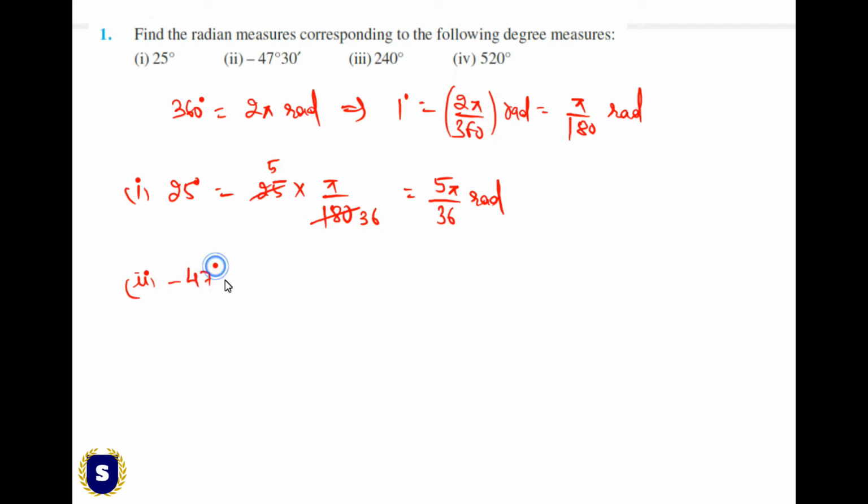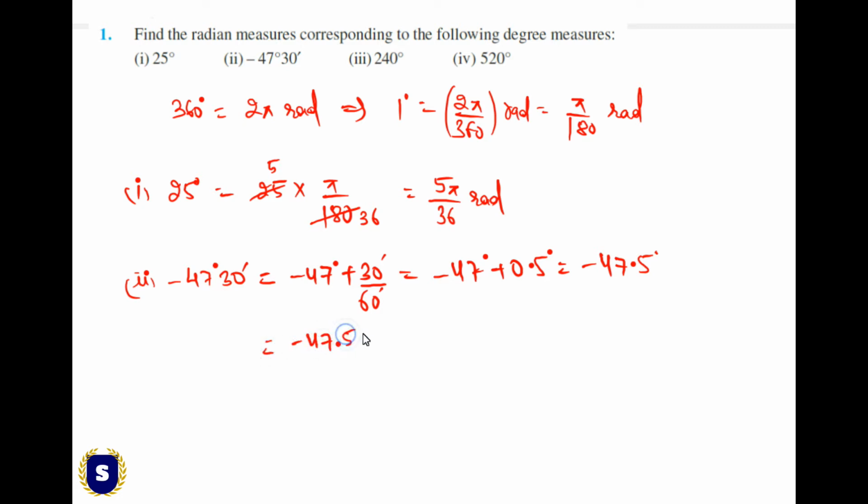Minus 47 degrees and 30 minutes. So first we need to convert it into proper degrees, that is minus 47 degrees plus 30 minutes. If we want to convert this minute into degrees, we have to divide it by 60. So we will get minus 47 degrees plus 0.5 degrees, that is minus 47.5 degrees.